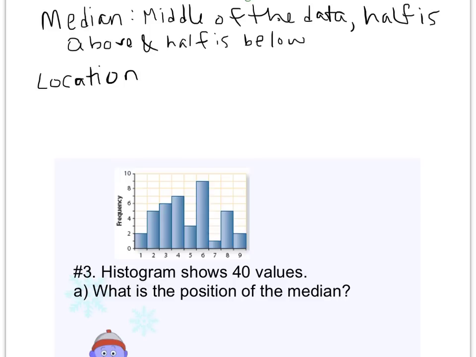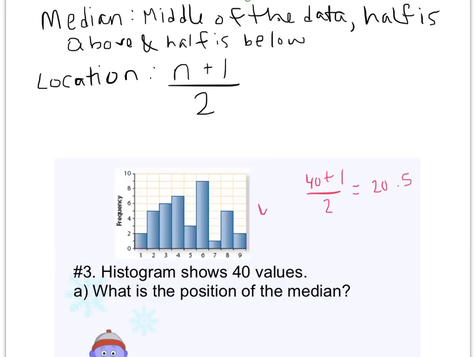Because I don't want to cross off every single data value if there's a long, long list just to find that middle. So the location is where I take the number of data values I have, add one more, that's going to be my middle, and split it in half by dividing by 2. In the example below, we have a histogram that has 40 values shown. So I'm going to take 40 plus 1 and divide by 2. 40 plus 1 is 41, divided by 2 is 20.5.